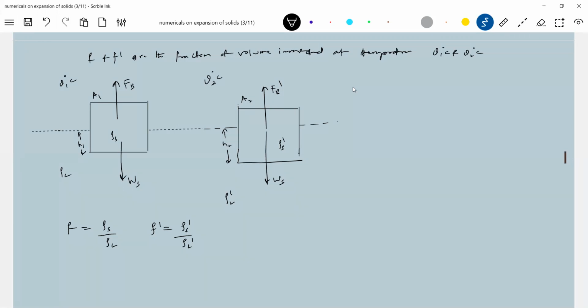Later we'll see H1, H2, all the numericals. So I'm interested in this one. How do we define it? Rho S dash should be equal to rho S by 1 plus gamma S delta theta. Similarly, rho L dash is rho L by 1 plus gamma L delta theta. So this will become rho S by rho L times (1 plus gamma L delta theta) by (1 plus gamma S delta theta). Rho S by rho L, what can you write? F.